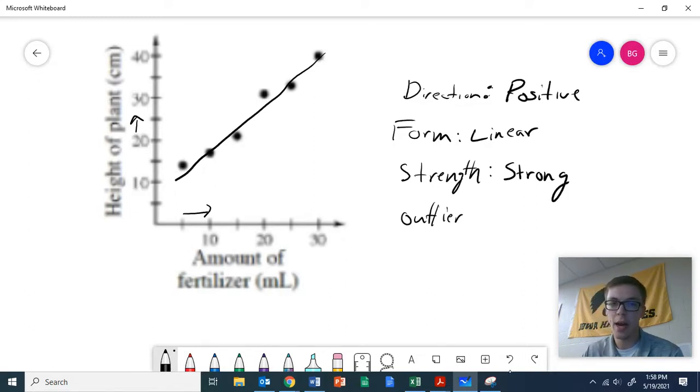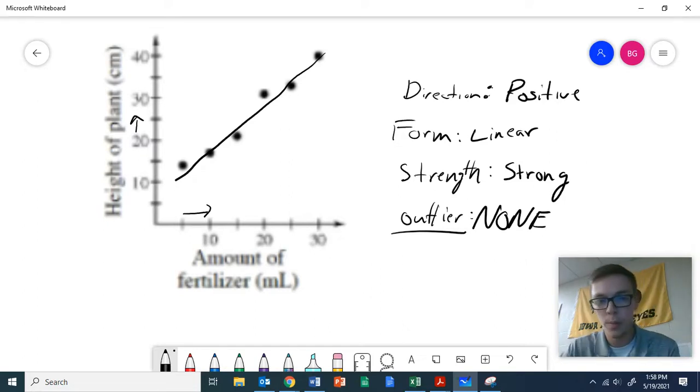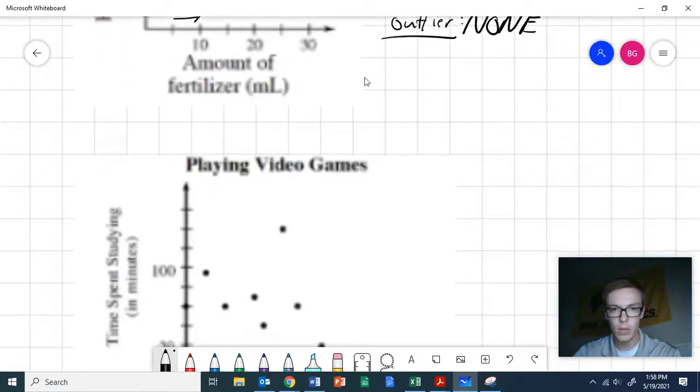Okay, and any outliers? Do you think there are any outliers? In this one, there are no outliers, so we can just say none in that case. They're all pretty close to each other. There's nothing that's obscure for this one at all. All right, so let's do another one here.